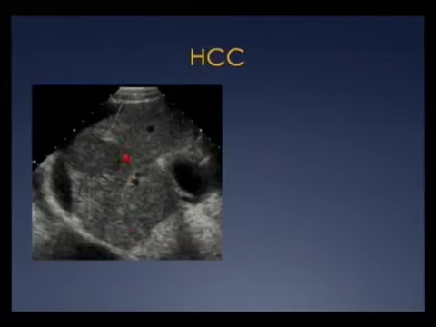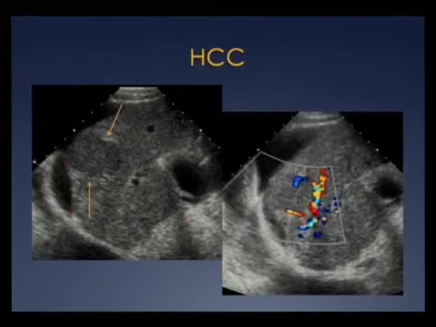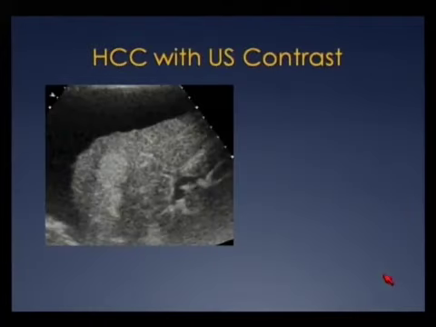So here's a nice example of a hypoechoic lesion within the right lobe of the liver, patient with ascites. This patient had hepatitis. We have increased blood flow associated with this lesion. So this to me is HCC until otherwise proven, and I would get MRI for confirmation.